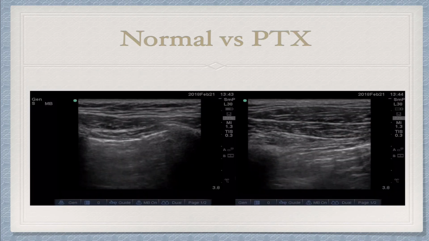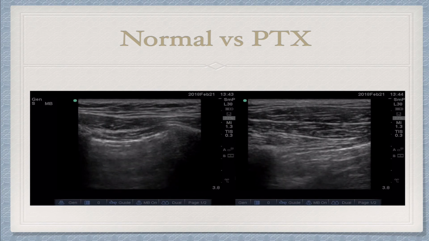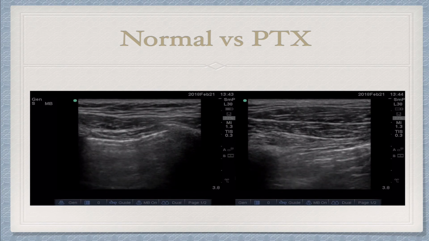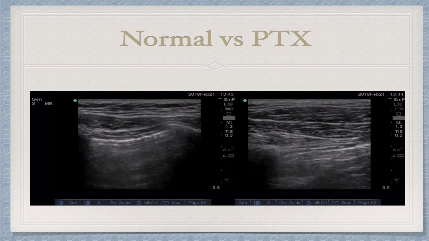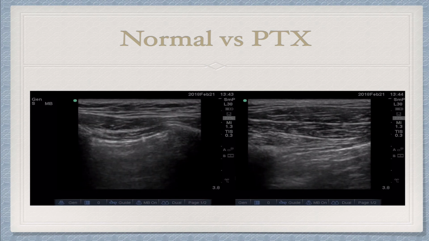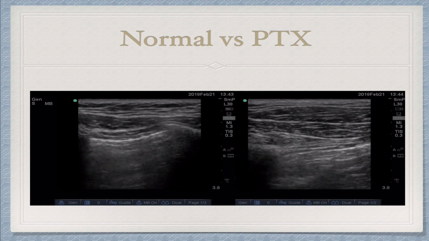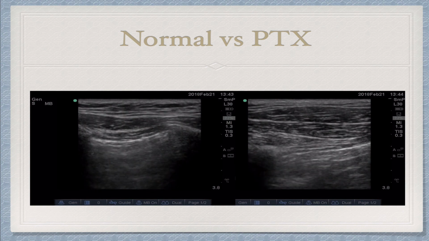Here what you see on the left-hand side is the video of a lung which is not collapsed, or a normal lung, and you can see the visceral and parietal pleura shimmering back and forth relative to one another. Some people call this ants marching on a hill, but you can see that that visceral and parietal pleura are moving relative to one another. Versus the image on the right, in contrast, you can see that this region of the lung between these 2 ribs is not moving and that there's a pneumothorax present.